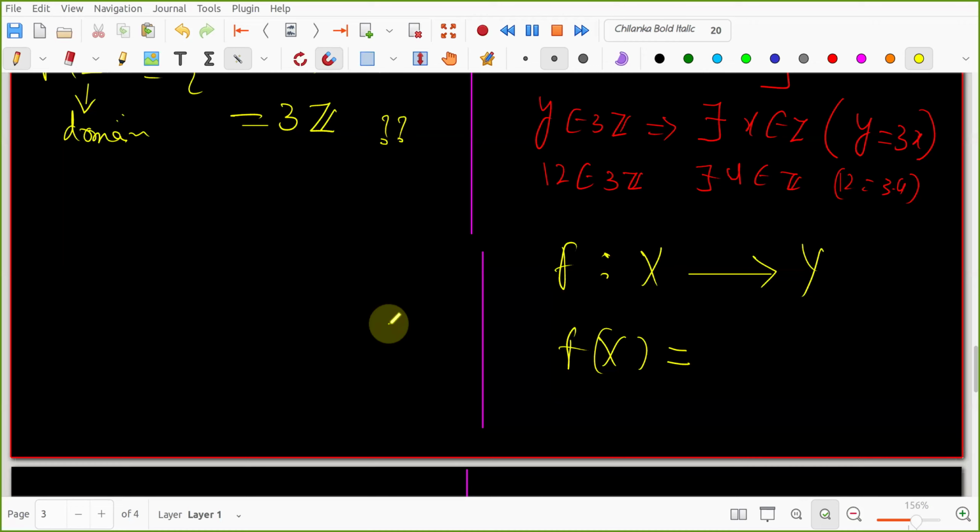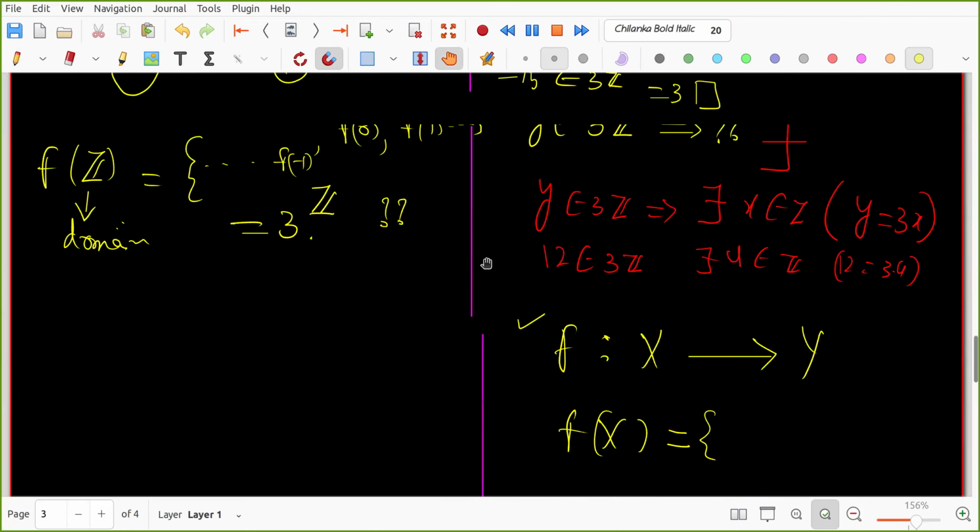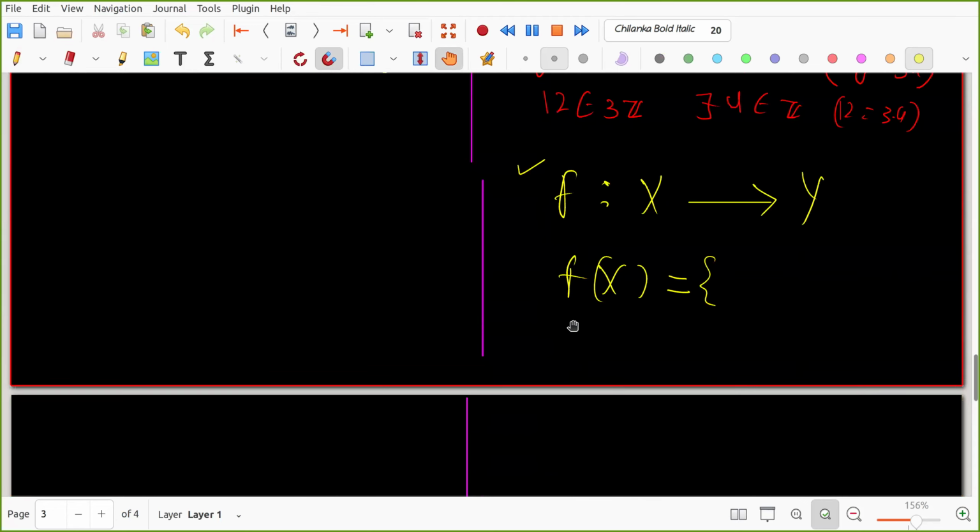Union i equal to 1 till n f of xi, where i belongs to 1, 2 till n. No, this is general I'm asking. F is a map from X to Y. Now X and Y are any two sets, right? This is an example, this is 3Z. What is f of X?